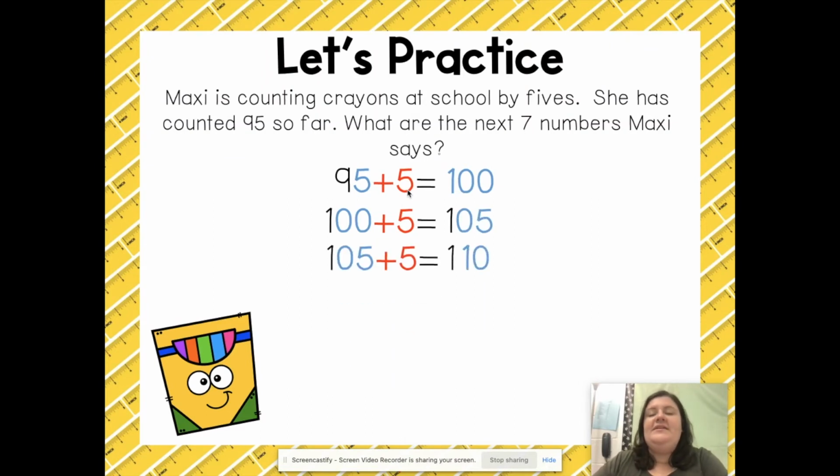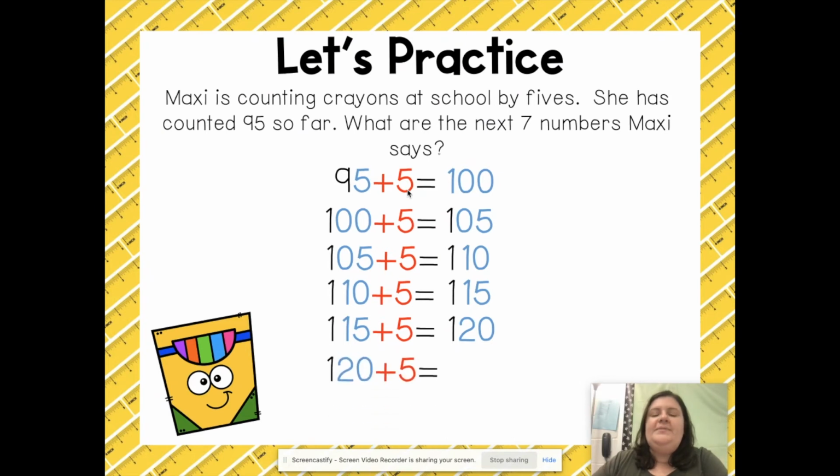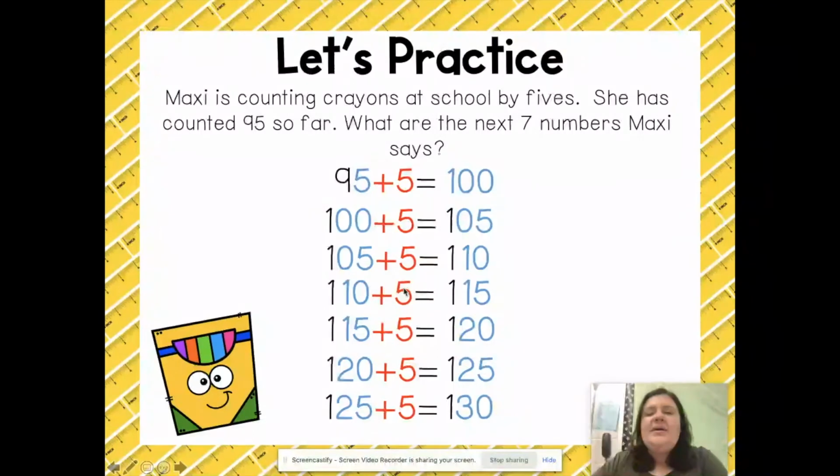105 plus 5 equals 110. 110 plus 5 equals 115. 115 plus 5 is going to equal 120. 120 plus 5 is going to equal 125. 125 plus 5 is going to equal 130. You notice when you're skip counting, you are always adding up by 5 or the number that you're skip counting by. And for this particular problem, I added 5 7 times to get my final answer of 130. That's how many crayons Maxie counted.